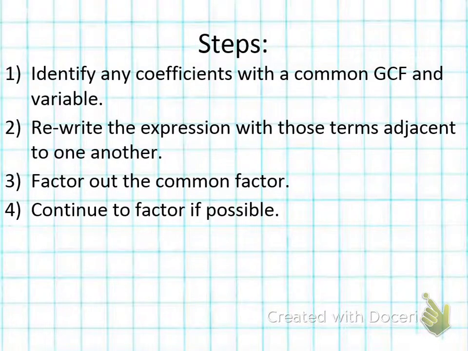Okay, so here are the steps. First, you're going to identify any coefficients with a common GCF and variable. Again, it says any coefficients here, so it doesn't necessarily have to be in every coefficient like we've seen in the past methods. Okay, then you're going to rewrite the expression with those terms adjacent. Adjacent is a word in math that just means next to. It's a word that will come up, especially in geometry. We use it a lot. So adjacent is just like saying next to. So you're going to rewrite the expression with those terms next to one another and then factor out the common factor and continue to factor as much as possible.